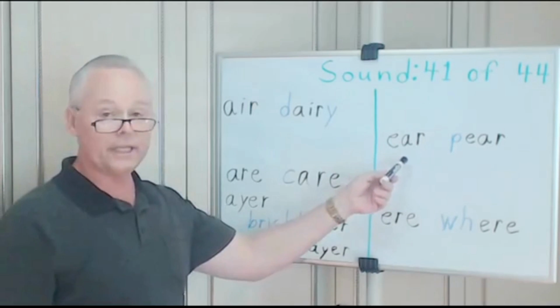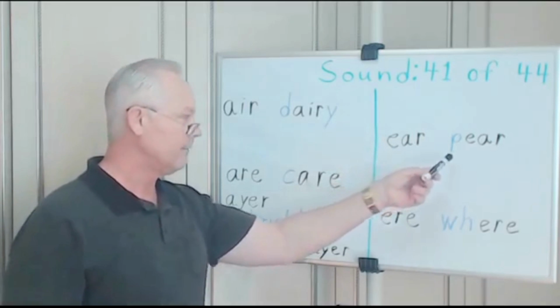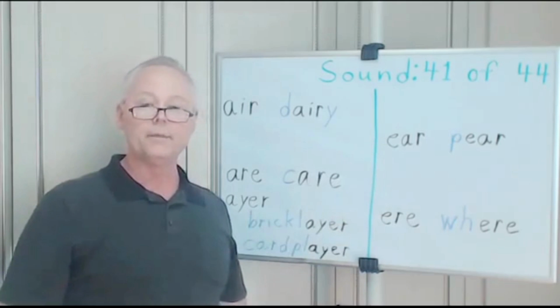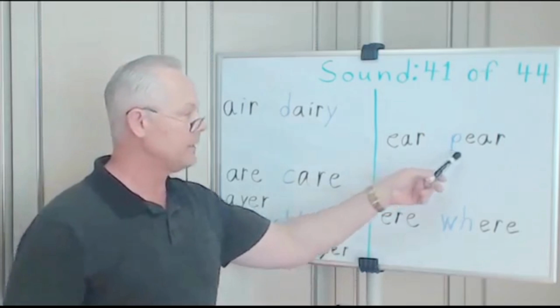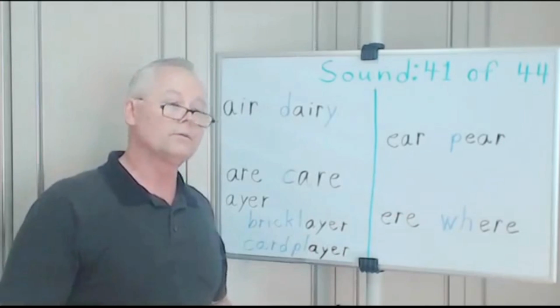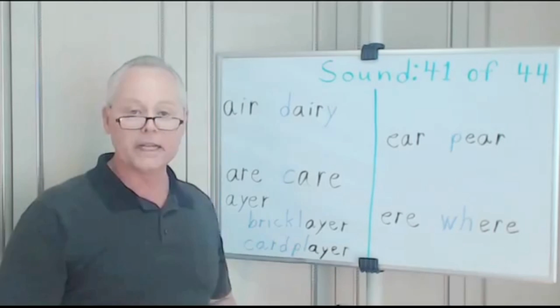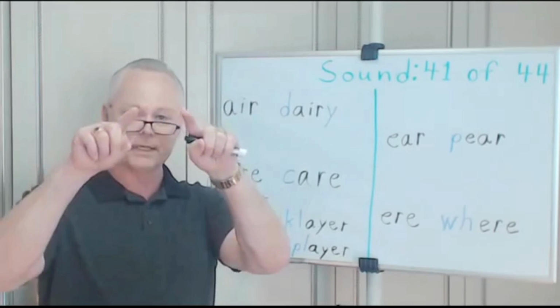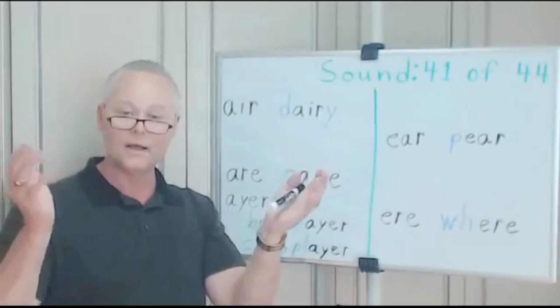E-A-R spells ear, but if you put a P in front of it, it becomes air, and we say pear, as in the fruit. It's a yellow fruit, about the size of an apple. Have you ever heard of something that's pear-shaped? A pear.